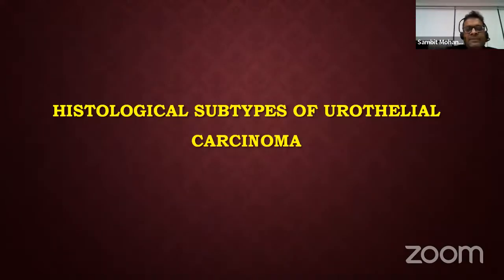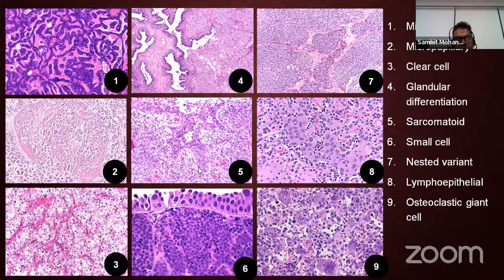Then what are the histologic subtypes or the variants of urothelial carcinoma? Who is going to tell me? What are the histologic subtypes of urothelial carcinoma? Anyone? What is happening here in the section, in picture 6? Picture 6 is a small cell carcinoma.